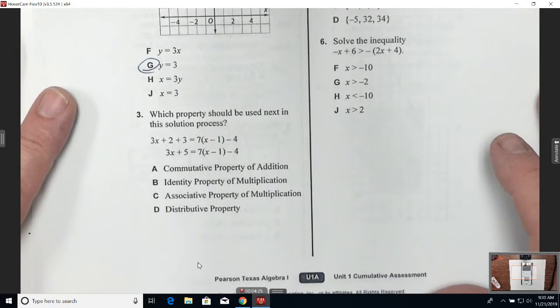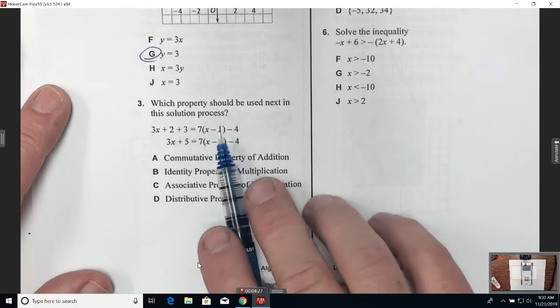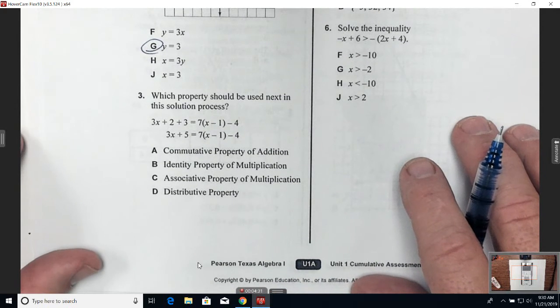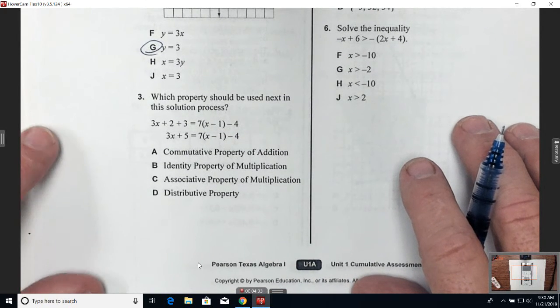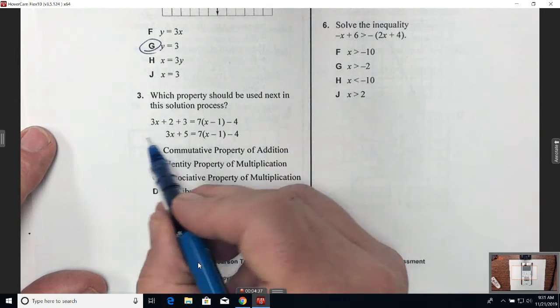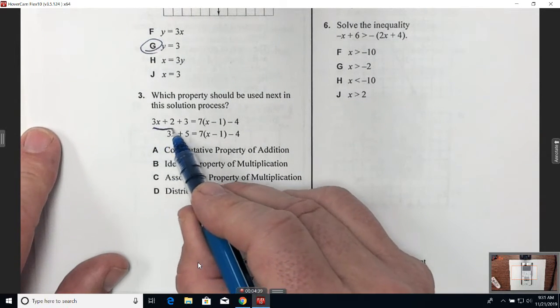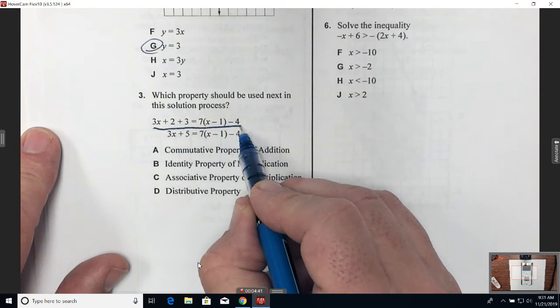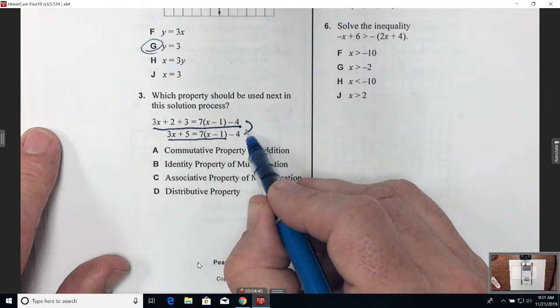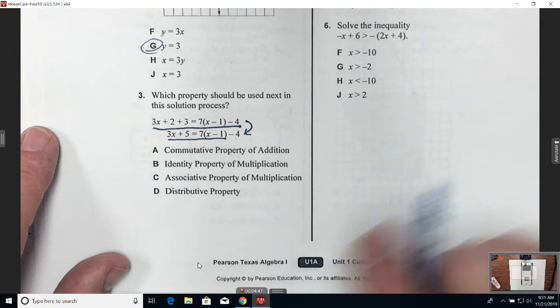All right, 3. Which property should be used next in the solution process? So do you need to know the steps in solving equations? Absolutely. And you need to know which step that's called. So first of all, what happened in this? Here's my original problem. What did they do in step 1? What did they do to this to get to this? Do y'all see what they did?